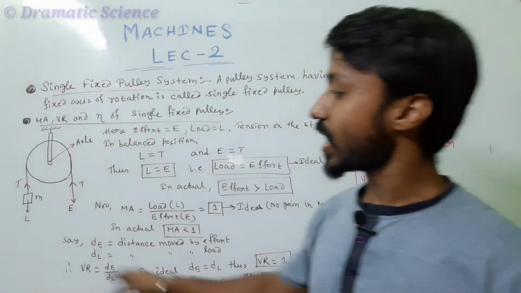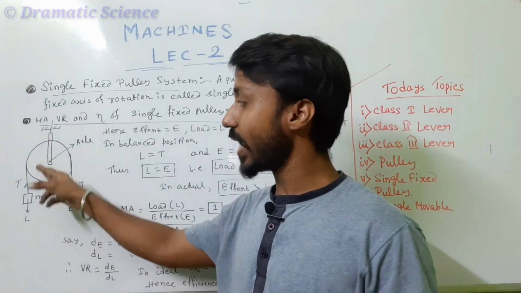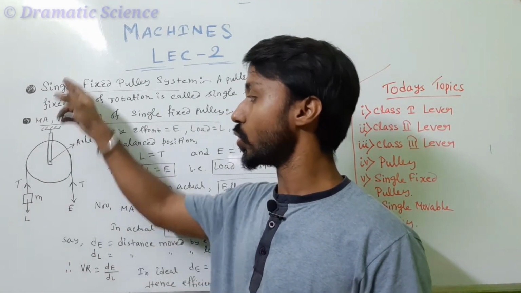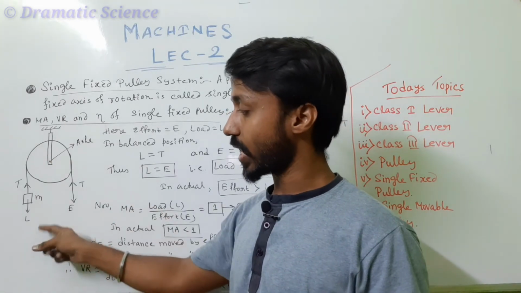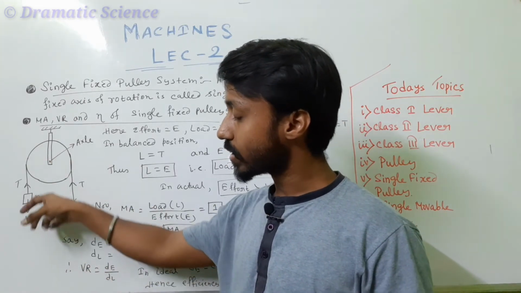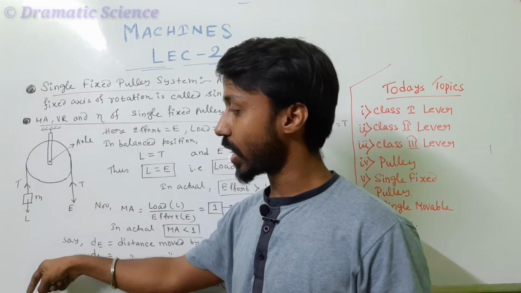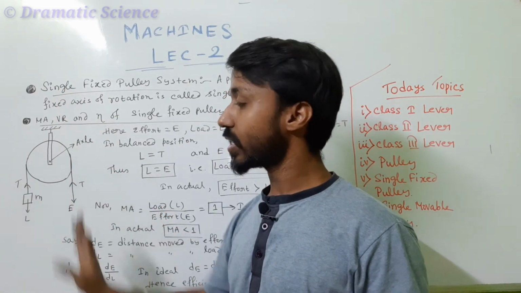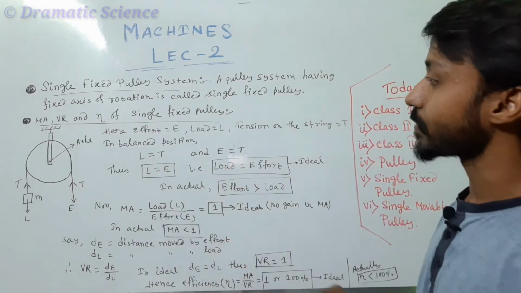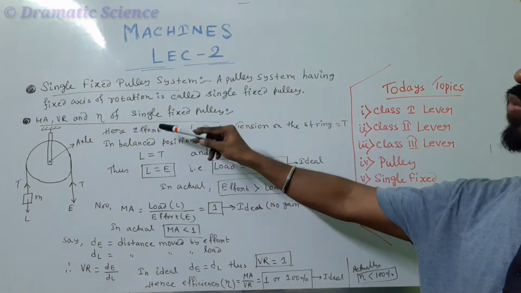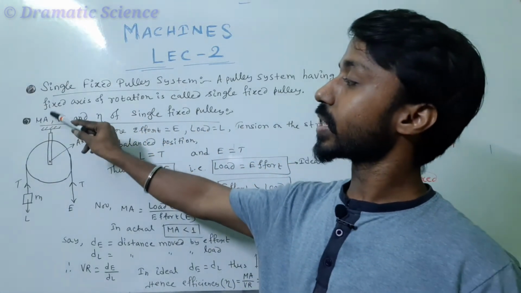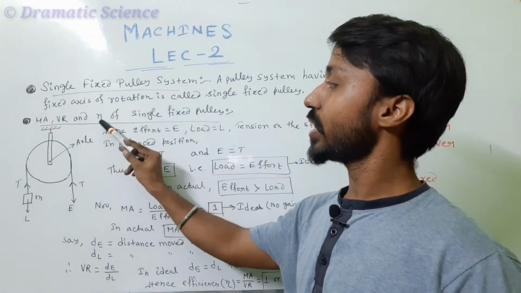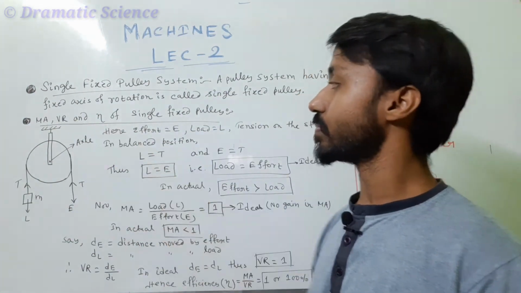We can apply effort over here and this pulley system will carry a load in the upward direction, and the load L will act in the downward direction, but we can pull it in the upward direction. Like T and T are the tensions of the string. So here we need to calculate MA, mechanical advantage, velocity ratio and efficiency of this system.